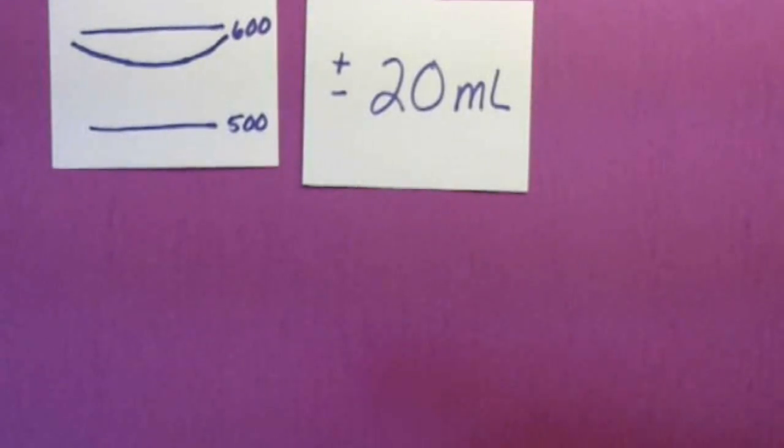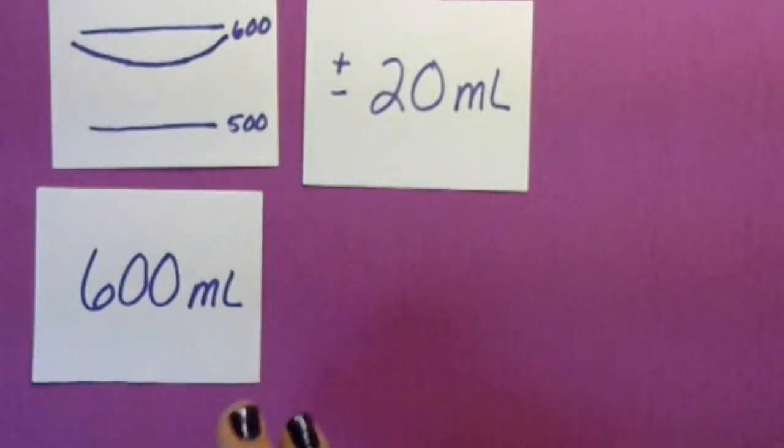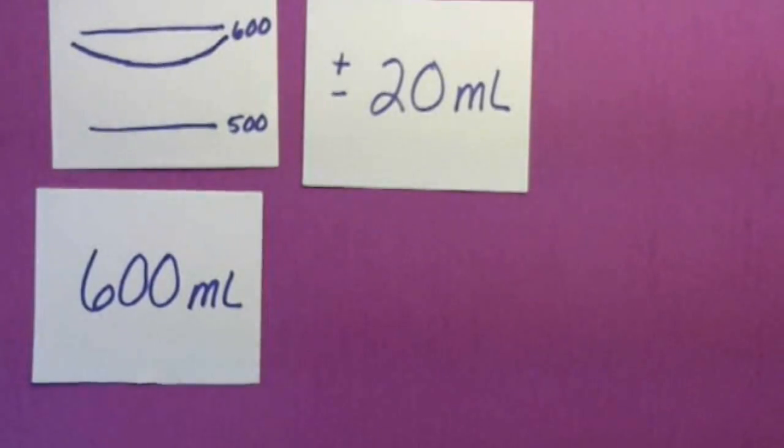So what does that mean? We believe we can estimate that so that we agree within plus or minus 20 of each other and of the instrument. So it would be wrong if I looked at this graduated cylinder and just said, oh, it's closer to the 600 than it is to the 500, so I'm just going to say it's 600 milliliters. Well, we can do better than that. We can see that it's between the 500 and the 600, so that's wrong.